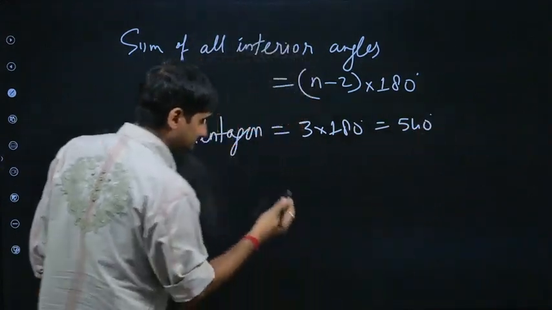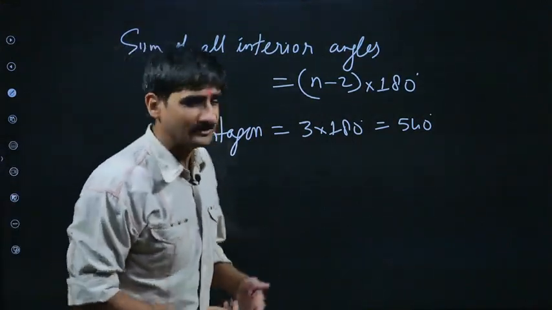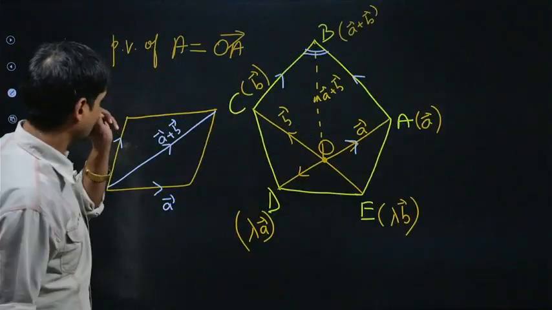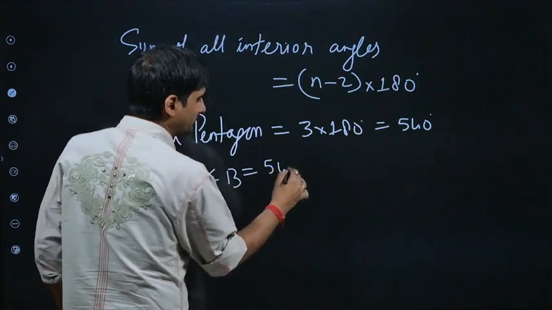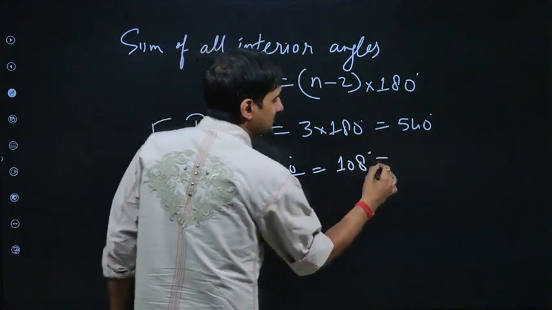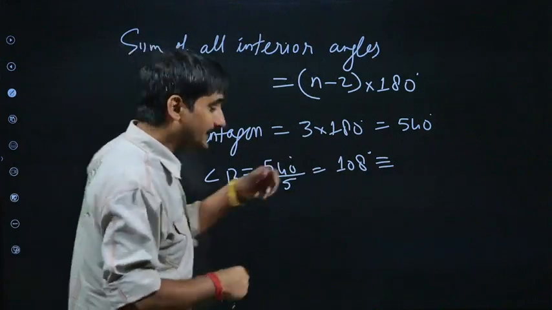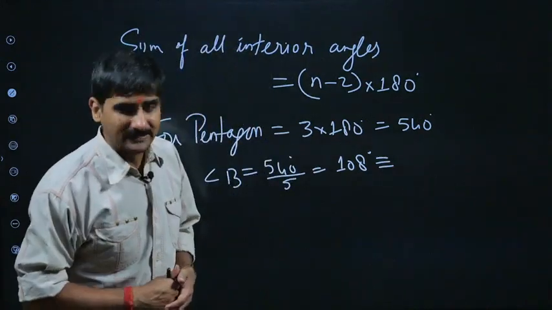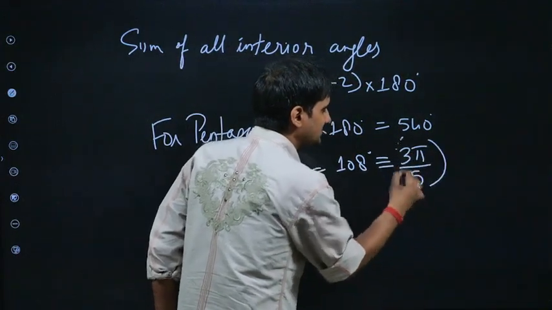Since it's a regular pentagon, all interior angles are equal. So what will be the measurement of angle B? Angle B is nothing but 540 divided by 5, so it is 108 degrees. If I express it in radians, 180 degrees is pi radians, so it is 3 pi by 5.